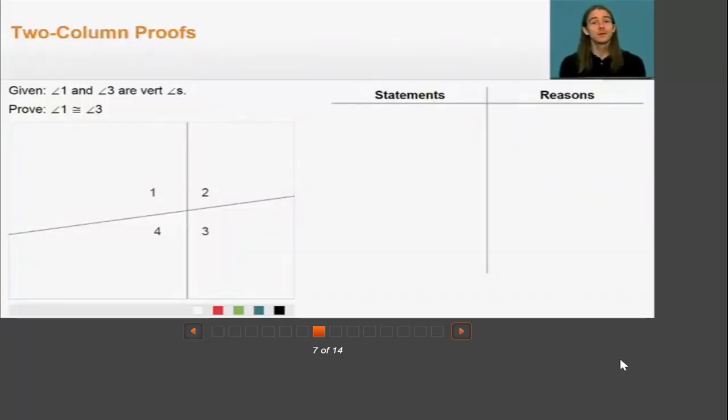Let's prove the vertical angles theorem. Here we're given that angles 1 and 3 are vertical angles, and we can also see that because they're formed by two intersecting lines. Here we're using numbers to denote the angles because it's going to make our proof a little easier to read. So let's begin our two-column proof by taking the given information that angles 1 and 3 are vertical angles, and we'll say that it's given.